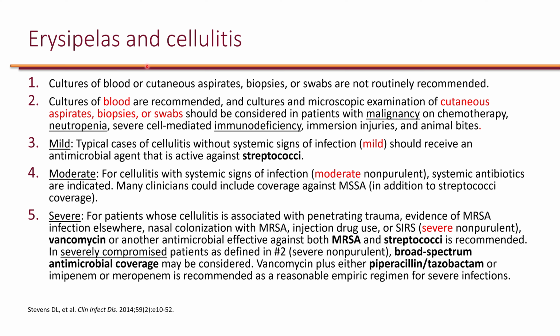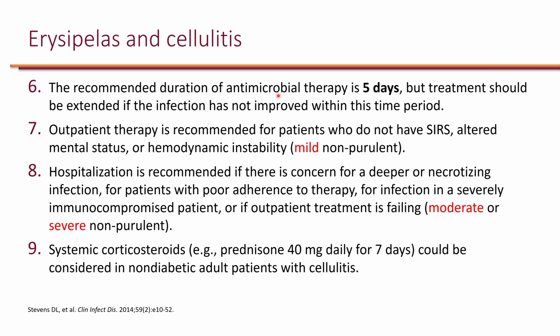Here are the recommendations from IDSA guidelines, in accordance with what I had on the previous slide. So please pause this video and review these recommendations. One thing I want to emphasize, duration of treatment for cellulitis is 5 days. So 5 days, unless the patient is not improving, but if everything is going according to the plan, 5 days is sufficient. And lastly, the guidelines say for systemic corticosteroids, for example, prednisone 40 mg daily for 7 days could be considered in non-diabetic adult patients, and that is essentially to control the inflammation in the site of infection.